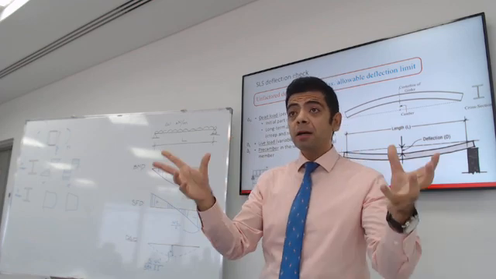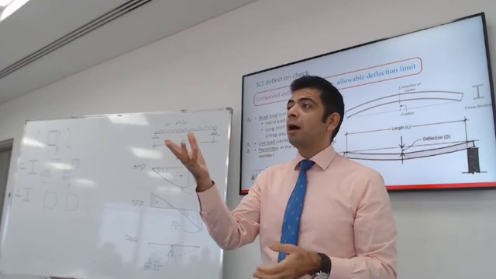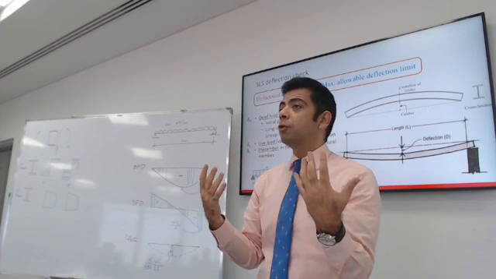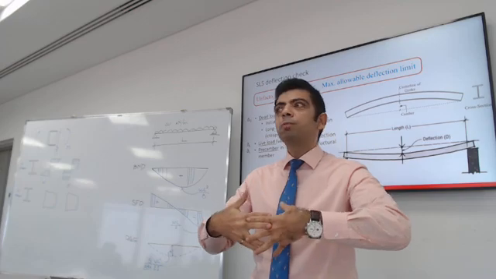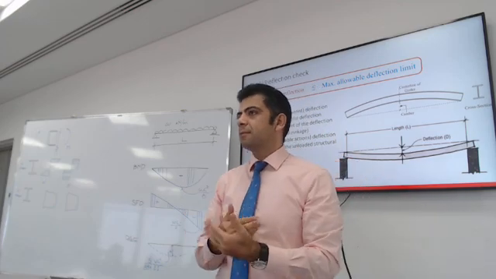The fabricator, the manufacturer, will ask you how much camber you want. You could say zero, I don't want any camber, and then the downward deflection will be the dead plus live. Does that make sense?